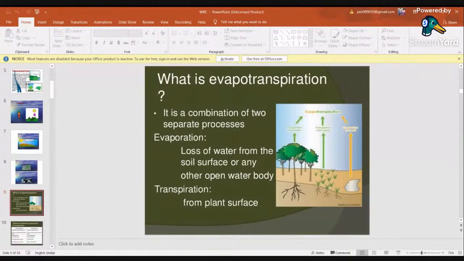Next is evapotranspiration. Now, evapotranspiration can be defined as the sum of all forms of evaporation plus transpiration. So it is simply a combination of evaporation as well as transpiration. Evaporation is the loss of water from the soil surface and transpiration is the loss of water from the green bodies or from the plant surfaces. Okay.